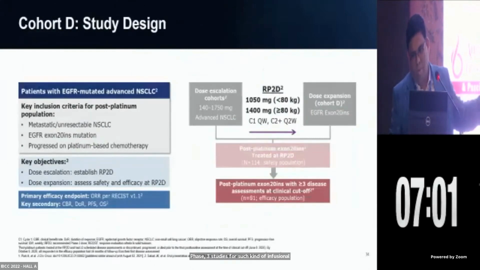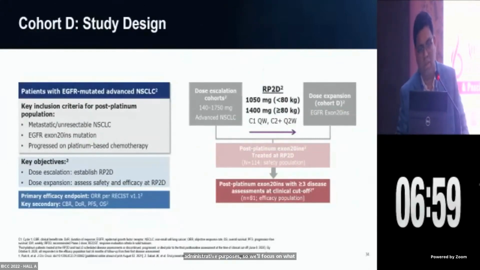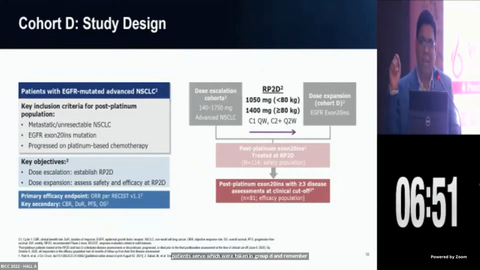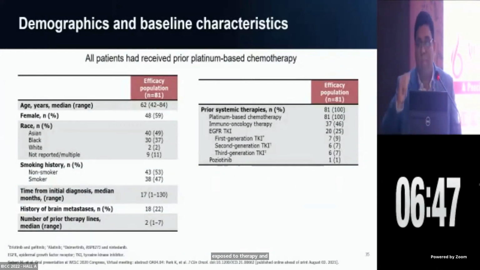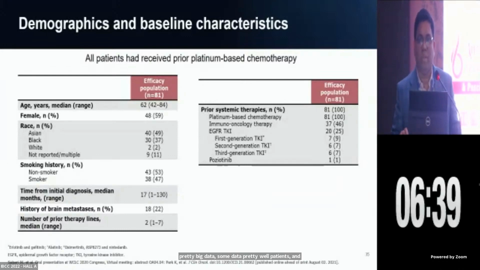So we'll focus on what happened in exon 20 insertions. And these were the patients taken in group D. Remember that these were patients who had been previously exposed to therapy and then were taken in this trial. And what we see here is pretty big data. It's data of 81 patients. If you see, the median number of lines of prior therapy was 2 in these patients, so most of the patients had been exposed to at least two lines of therapy.